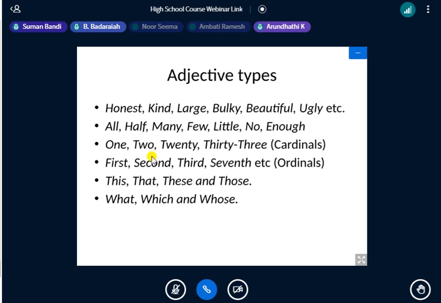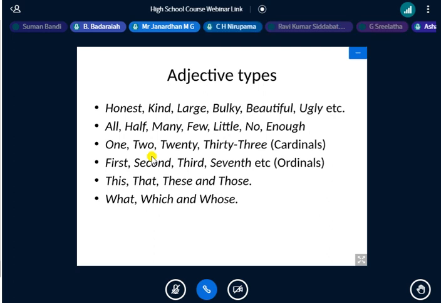Countable. Okay, what about the next category of words? First, second, third? Demonstrative. Ordinals. No, no. First, second, third, seventh, fourth. Ordinals. Yeah, ordinals means what do they specify? These are also adjectives, but what do they specify? Quantity?